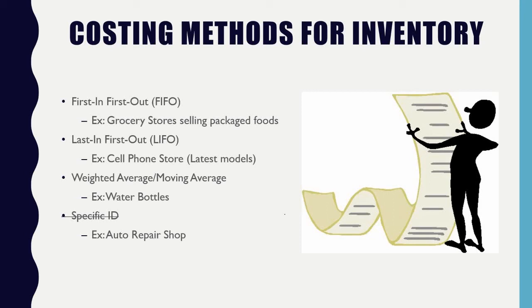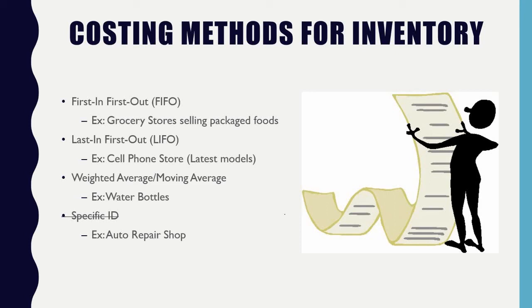Okay. So that's what you should have learned yesterday, how to calculate FIFO. Now, the next one that we're going to be looking at today is LIFO, which is last in, first out. So last batches of inventory are usually sold first.